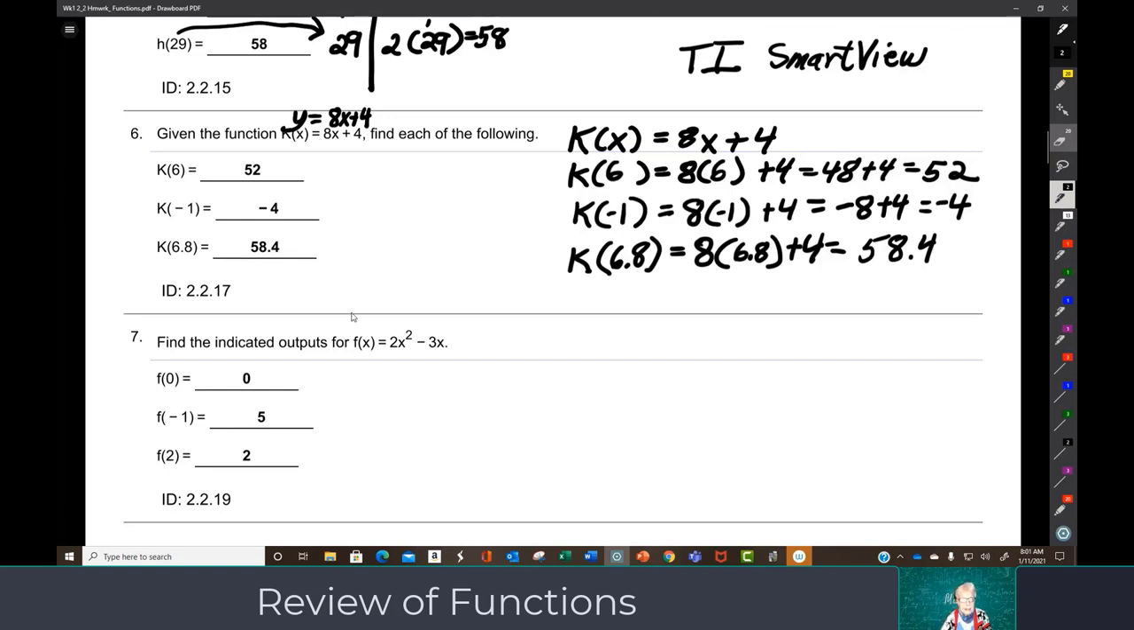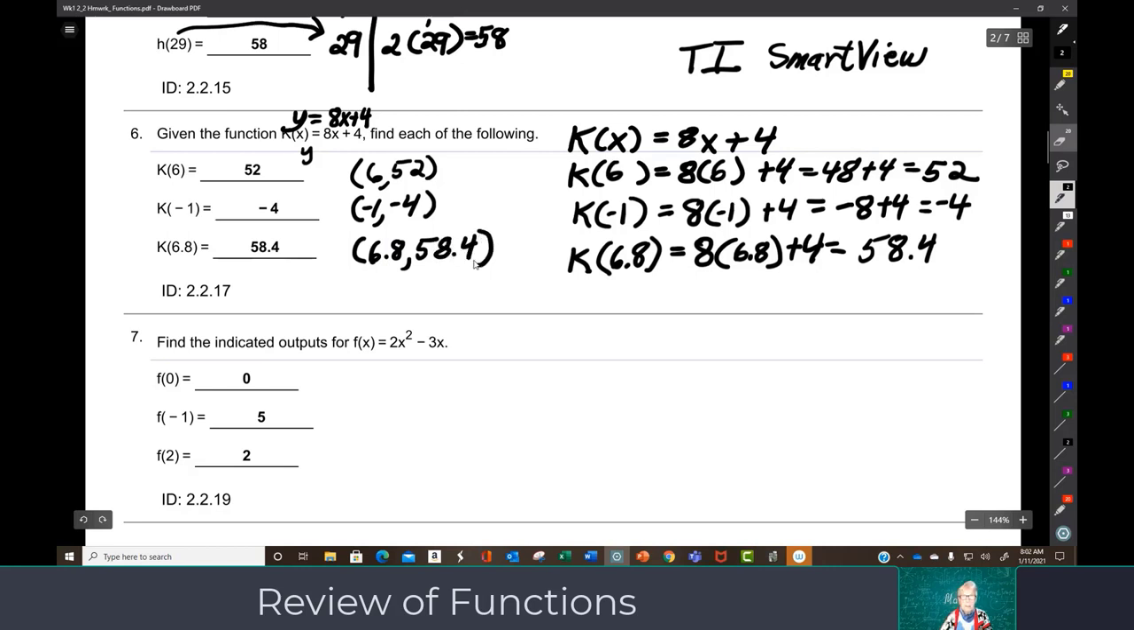So here's another little miscellaneous fact. What I've just done here is I've found points on the line y equals 8x plus 4. This is the point 6, 52. This is the point negative 1, negative 4. And this is the point 6.8, 58.4. And you could graph those numbers. You probably would not unless it were really important to you.